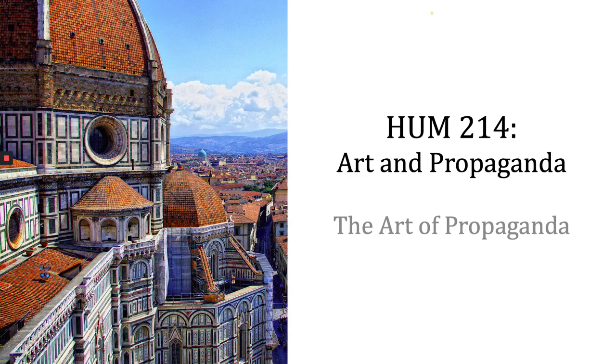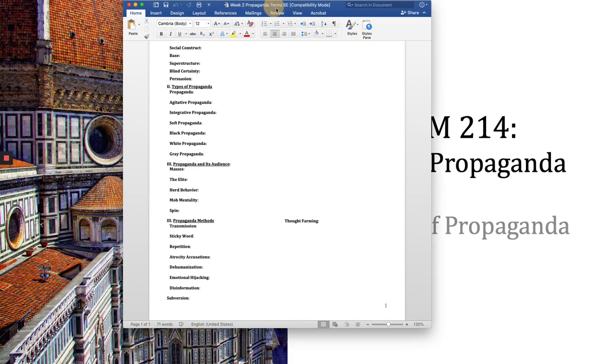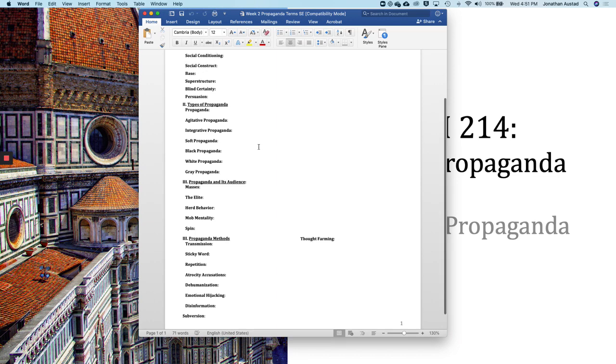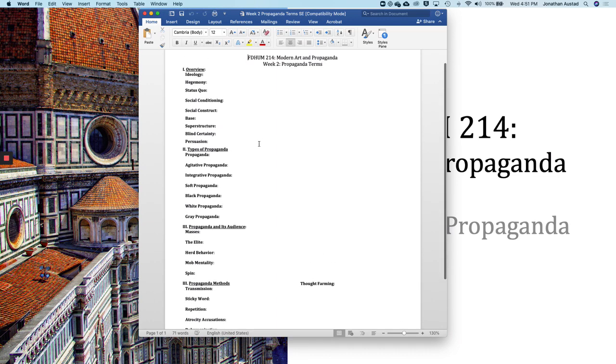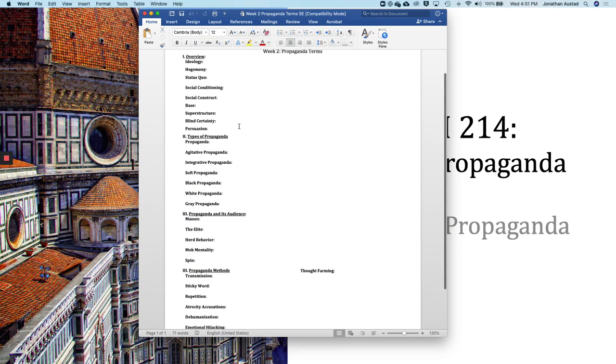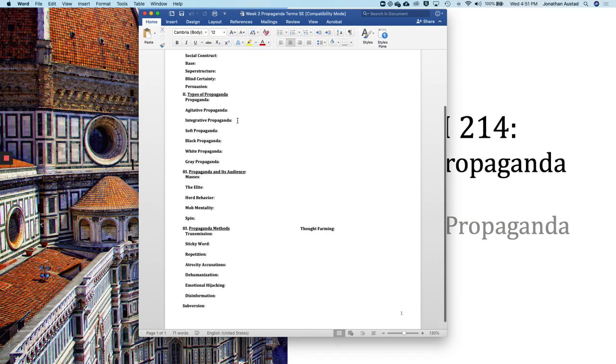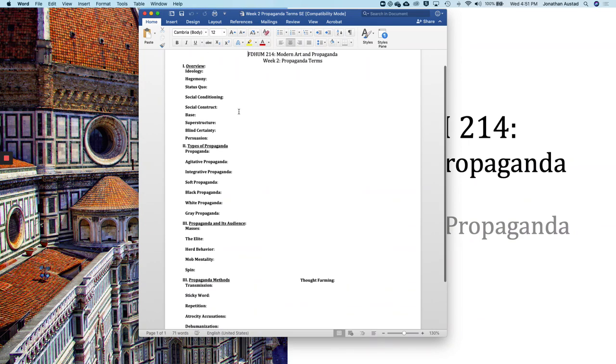These lectures for propaganda are going to correlate with this handout here, which I will put on Canvas for you. And so I'm going to go through these terms to develop your language on propaganda. I'll try to do this as quickly as I can so we can get through the assignment.